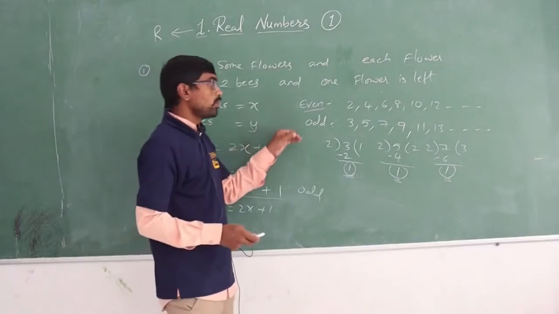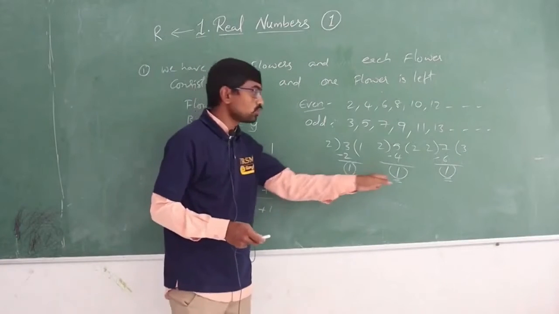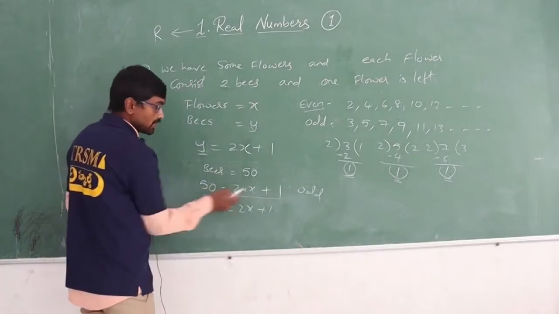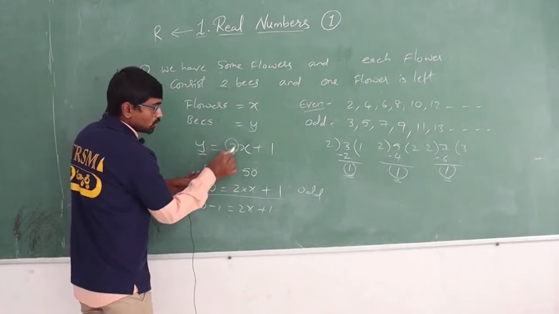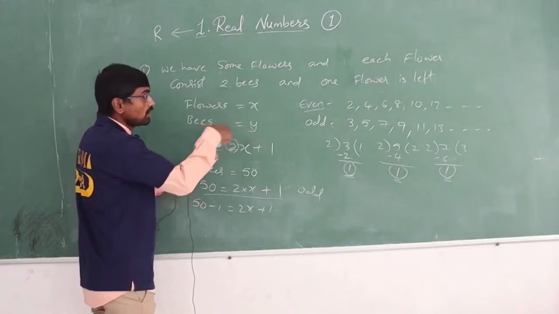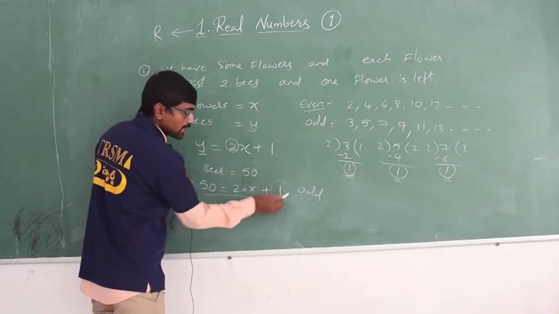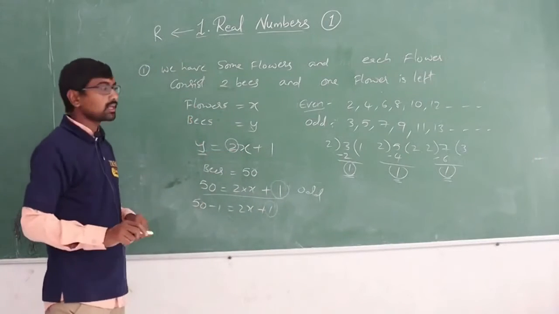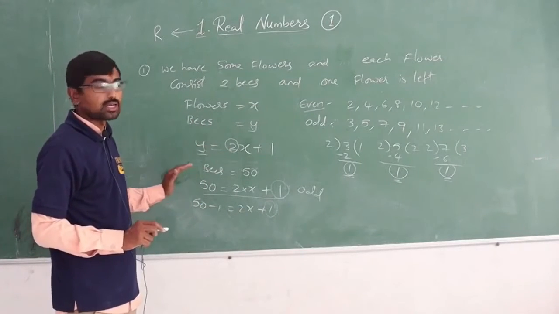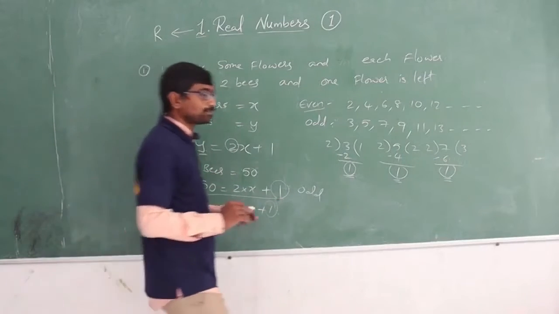So when numbers are divided by 2 and we get remainder 1, such numbers are called odd numbers. Here 2 is the divisor. Whenever the numbers are divided by 2 and we get remainder 1, they are called odd numbers.